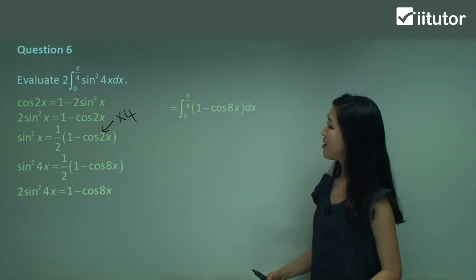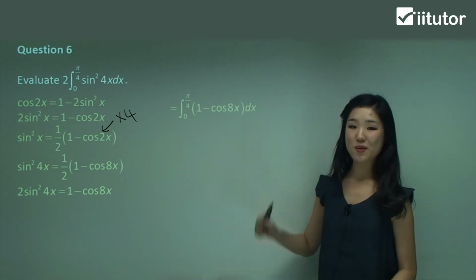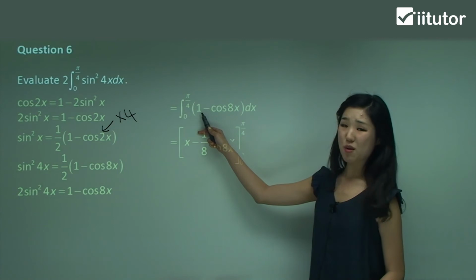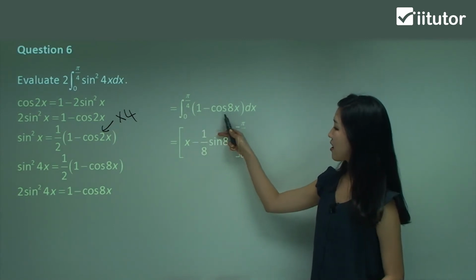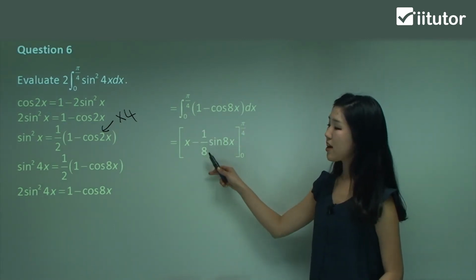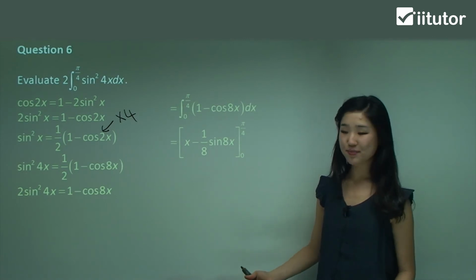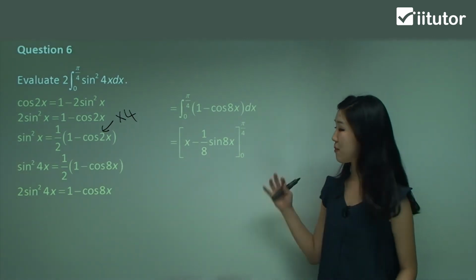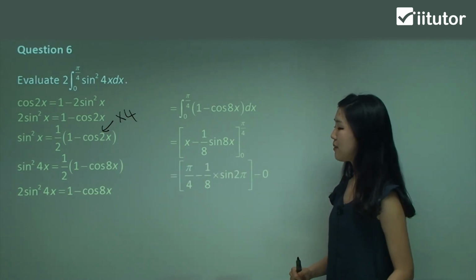Okay, so all I need to do now is integrate this one. Okay, it's going to be pretty simple. So if I integrate that, integrate 1 becomes x, integrate cos 8x becomes 1 over 8 sine 8x, right? And it has a boundary between 0 and pi on 4, so now I'm going to substitute those values in. So I'll sub those in.